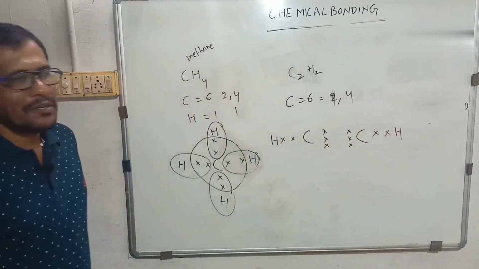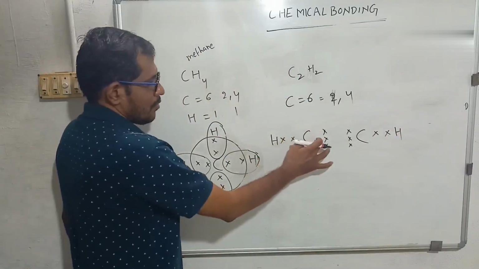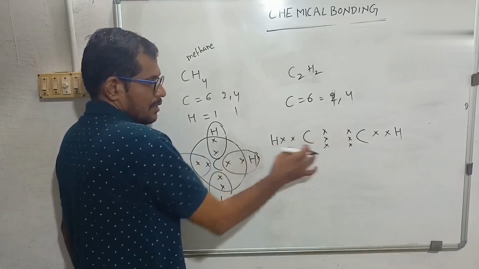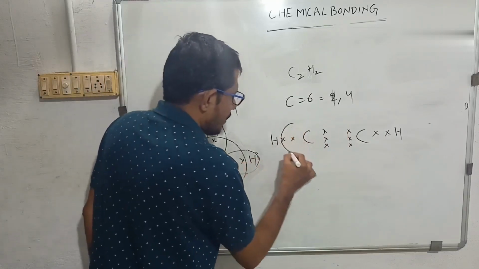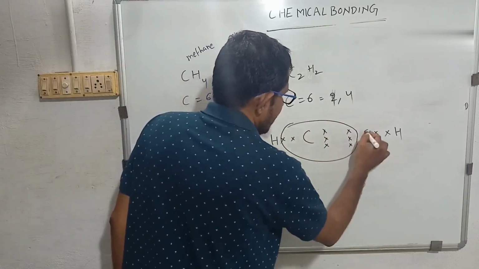Now the next step is we need to draw the circle so that each carbon covers 8 electrons. So I will take this carbon: 1, 2, 3, 3, 3, 6, 2, 8. So I am going to draw the circle like this.